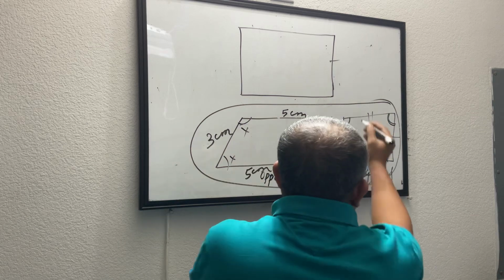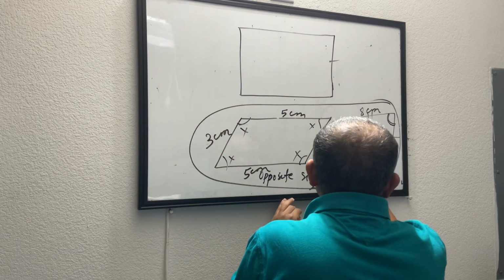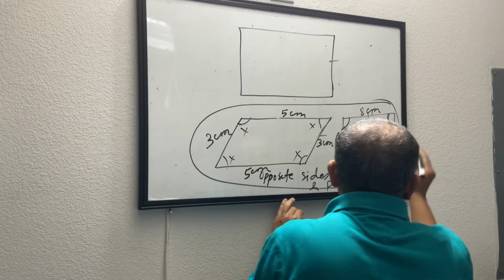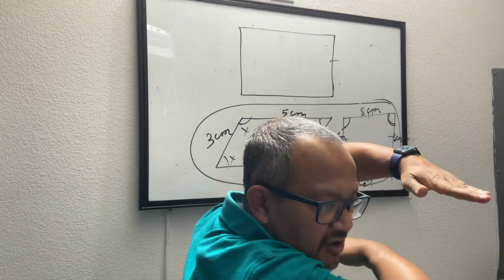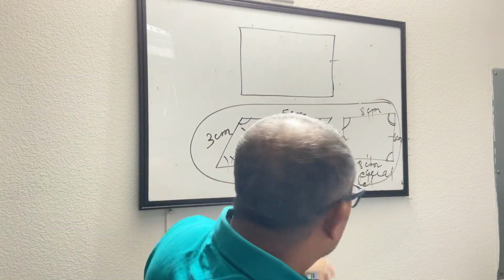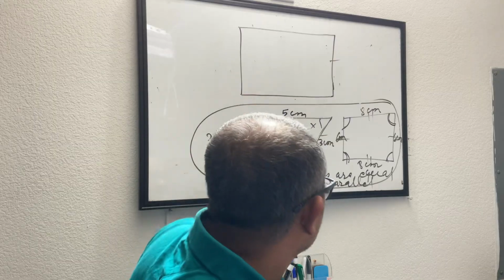Similarly here, this is 8 centimeter, let's say, this is also 8 centimeter. This is 6 centimeter, this is also 6 centimeter. So opposite sides are equal and they are parallel, they are not meeting. So parallelogram says, you can call me a parallelogram if your opposite sides are equal and parallel.